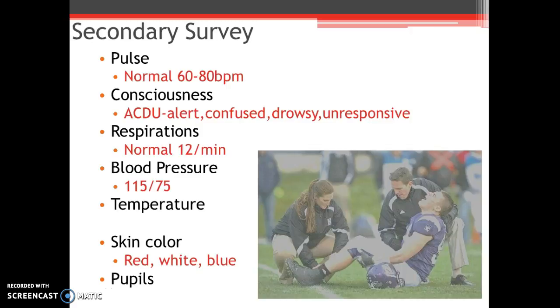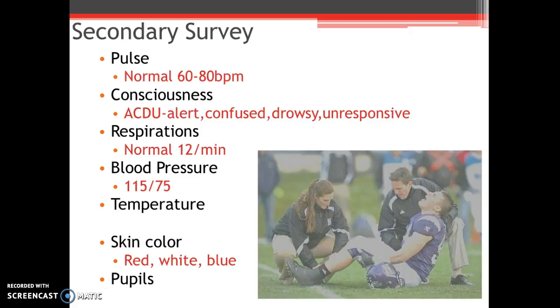All right, secondary survey. What we're looking for is pulse. A normal pulse for an athlete would be around 60 to 70 beats per minute. A normal adult pulse is 70 to 80 beats per minute. We want to obviously maintain consciousness, and check how responsive they are. Are they alert, confused, drowsy, or unresponsive?